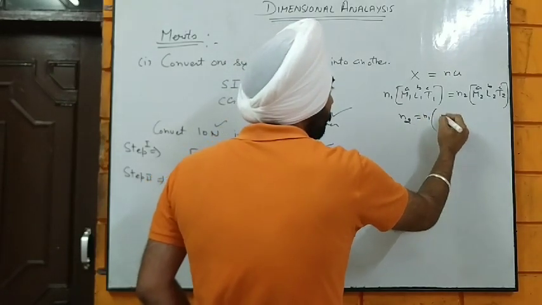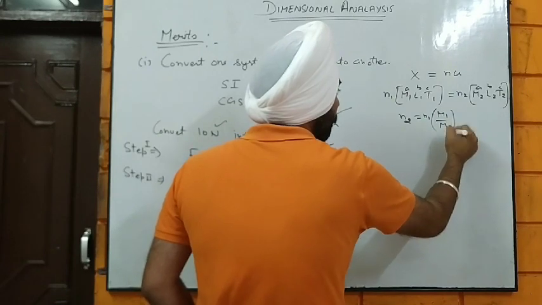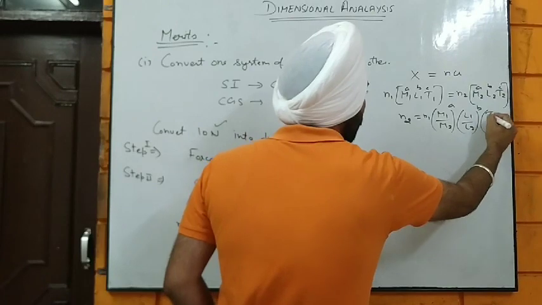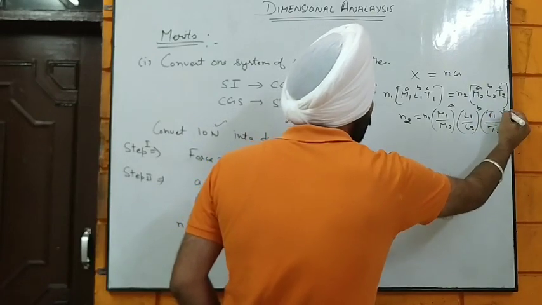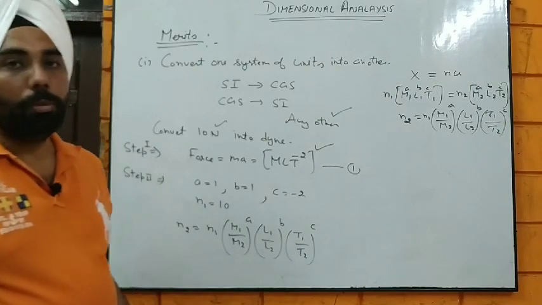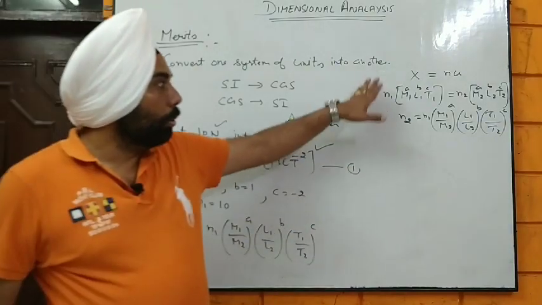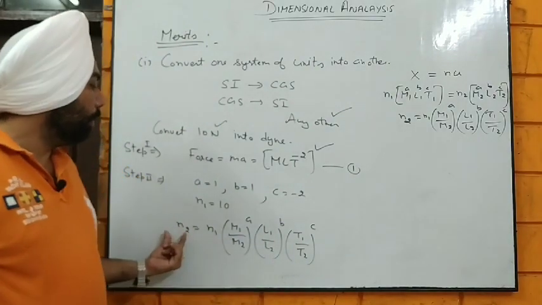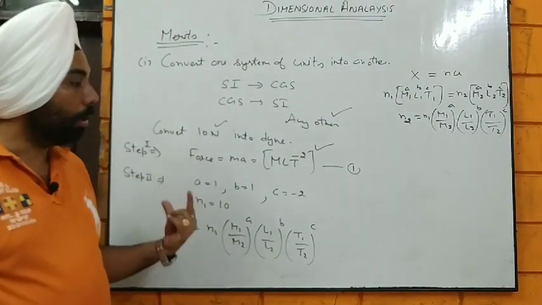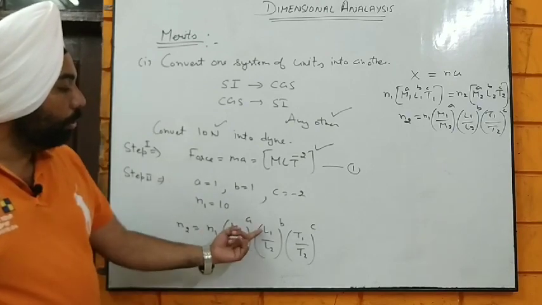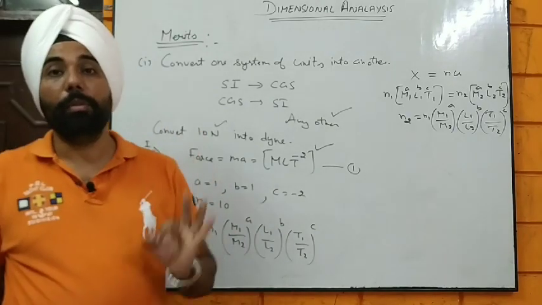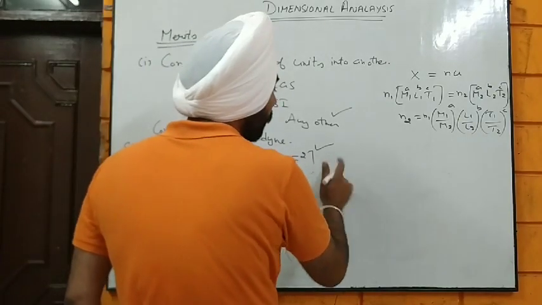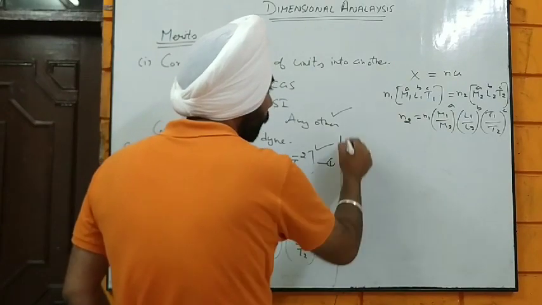So n2 equals n1, M1 over M2 raised to power a, L1 over L2 raised to power b, and T1 over T2 raised to power c. For a particular numerical, you don't have to go through all this; just remember this shortcut formula to convert one system of units into another. Now, what are the values of M1, M2, L1, L2 and T1, T2? That is the most important point here. Now we will move forward to step three. What is step three here?